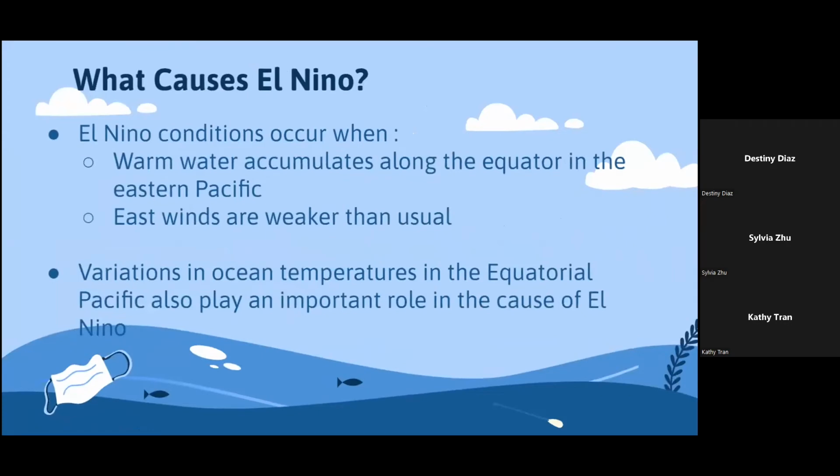What causes El Nino? El Nino conditions occur when warm water accumulates along the equator in the eastern Pacific. East winds are also weaker than usual. Variations in ocean temperatures in the equatorial Pacific also play an important role in the cause of El Nino.